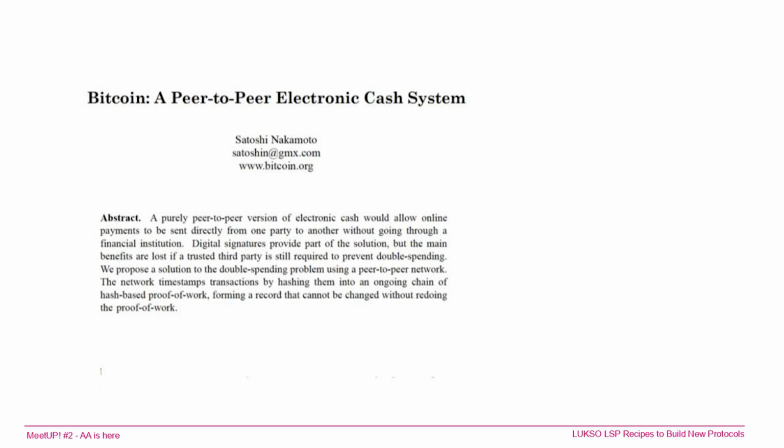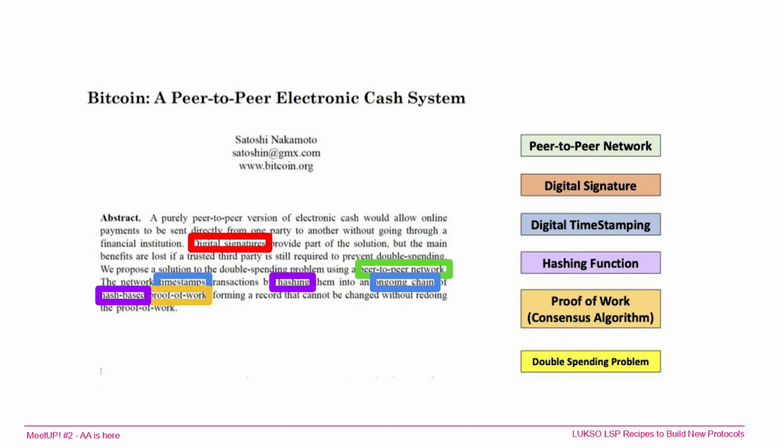If we read the sentences, we can see that digital signatures provide part of a solution, but the benefits are lost if a trusted third party is still required to prevent double spending. And then the solution provided is that the network timestamps transactions by hashing them into an ongoing chain of hash-based proof of work. All the elements are described in the white paper. So we can see that blockchain is the assembling of all these components and primitives in a very specific way.